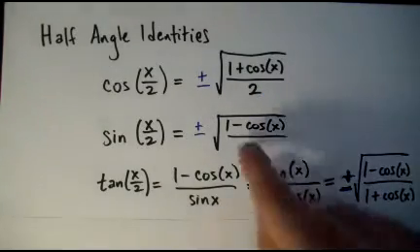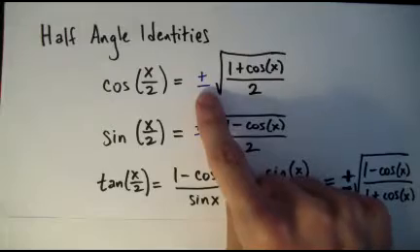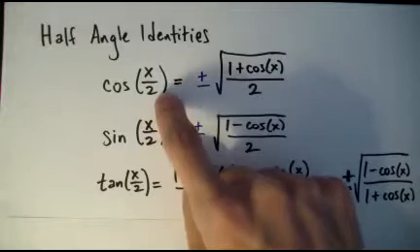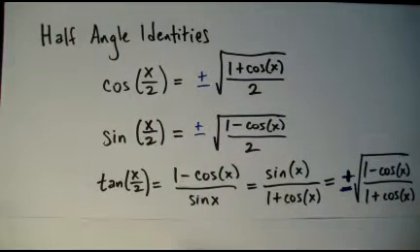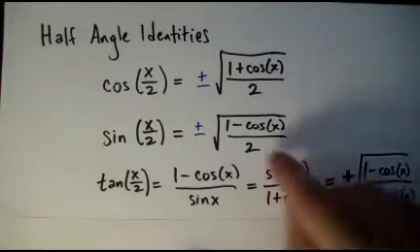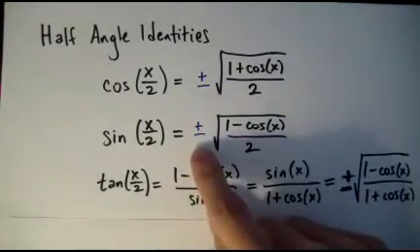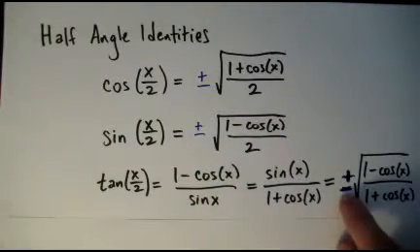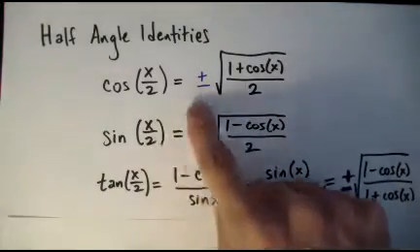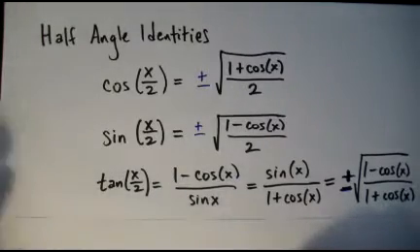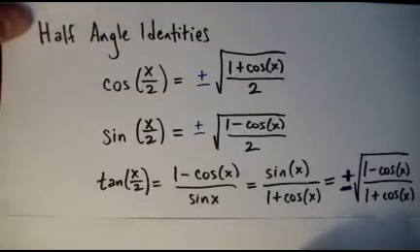And it's not to say that there are two actual values for cosine of x over 2, but it's to say that depending on what x is, depending on what quadrant x over 2 falls in, we might have a positive sign or a negative sign. And it's a similar thing for sine here and for tangent over here. So again, we pick the plus or minus sign in these formulas based on which quadrant x falls in. So let's look at an example.